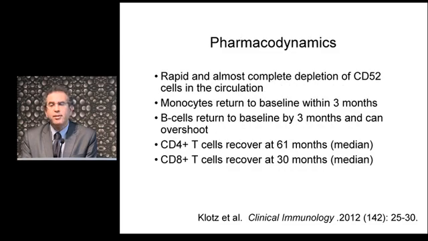It leads to the rapid, almost complete depletion of CD52 cells in the circulation, though some cells are left in the lymph nodes. The monocytes return to baseline within approximately 3 months, and the B cells return to baseline by 3 months, and in fact can overshoot. The CD4 T cells take approximately 60 months median to recover. The CD8 T cells recover in about half that time, at 30 months.